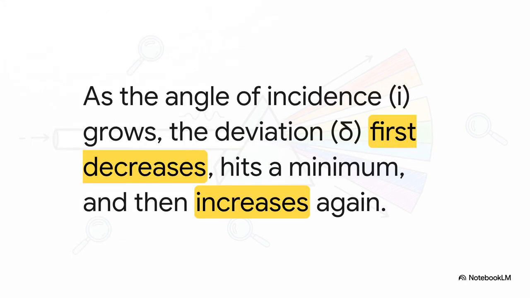Let's trace it. See? If we start with a small angle I and start making it bigger, look what happens to the deviation, delta. It goes down. It gets smaller and smaller, and then it hits this one single bottom point. And if we keep making I bigger past that point, the deviation starts going back up again. It makes this perfect U shape.